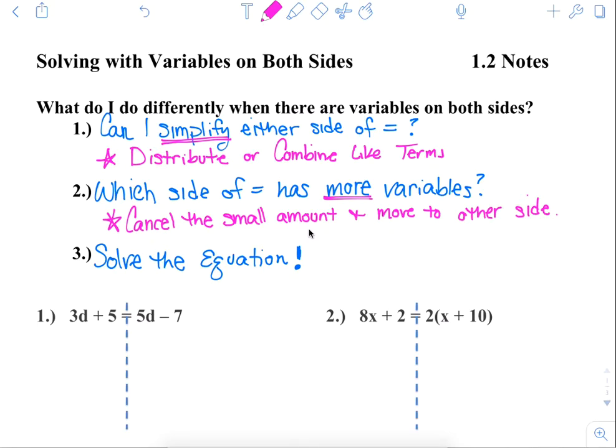So I'm going to show you a couple things on here of what to do if you have x's or any kind of variables on both sides of the equal sign. Take a second, pause it, write down what you see, and then we'll talk about it. Okay, so we're going to do a couple things differently.